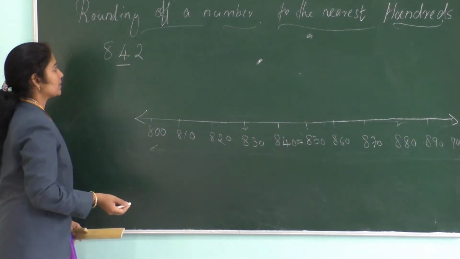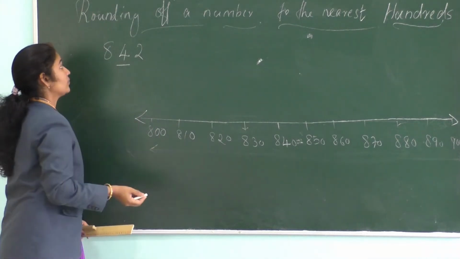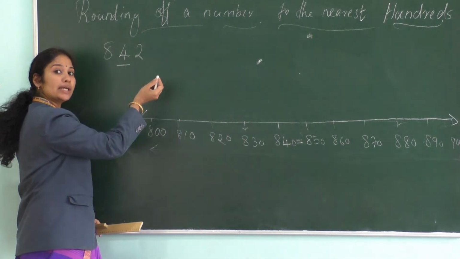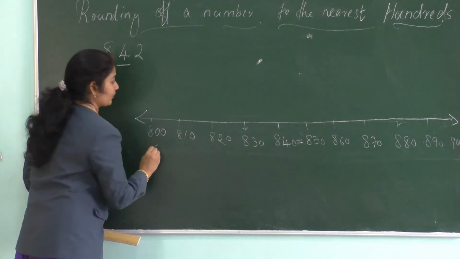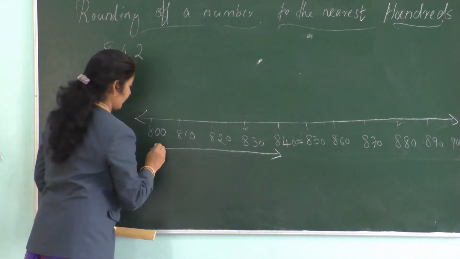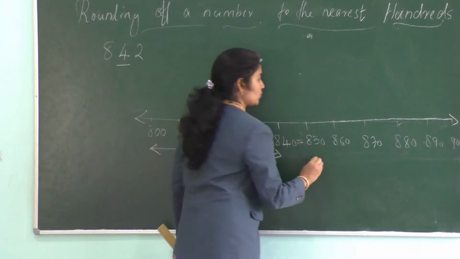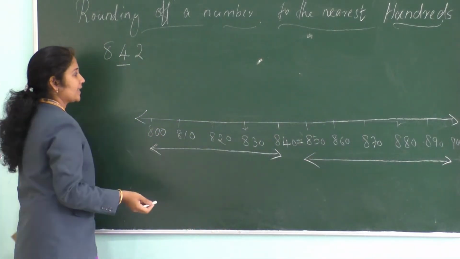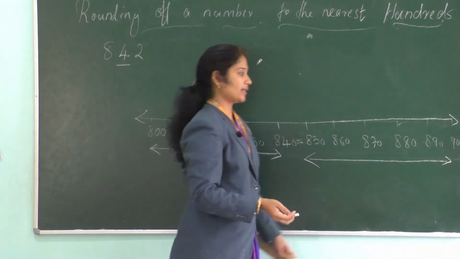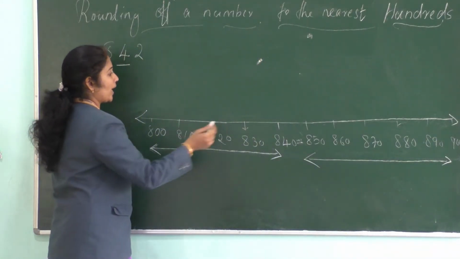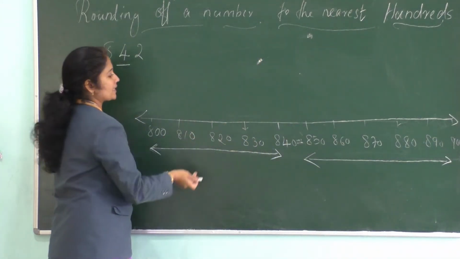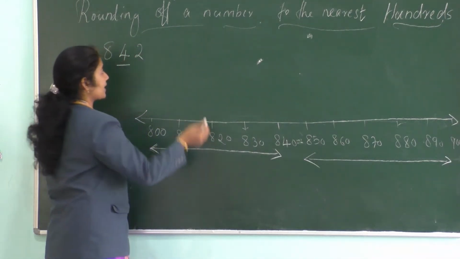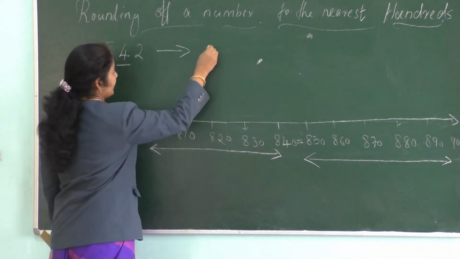As per rule number 2, as the digit is less than 5, the number is rounded down to the nearest 100. You have 2 hundreds, 800 and 900. Is 842 nearest to 800 or 900? Yes, it's near to 800.